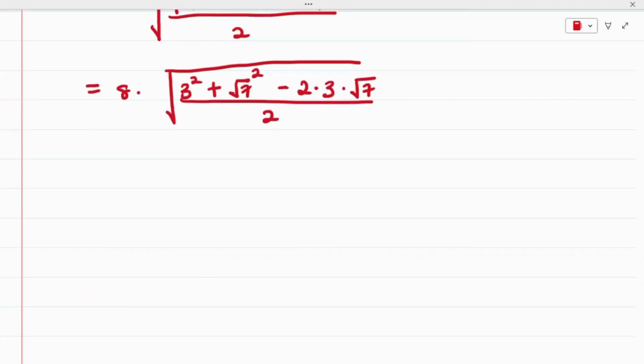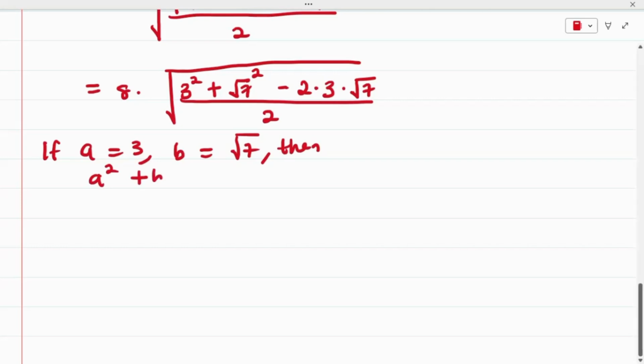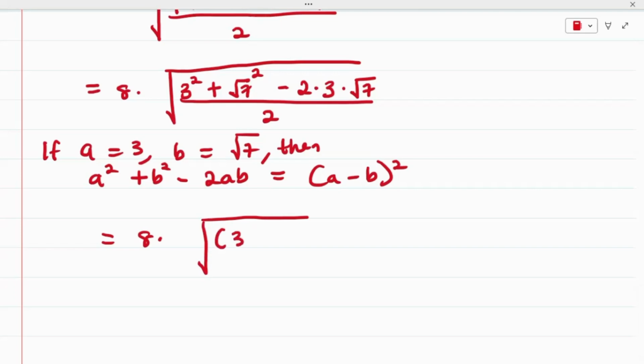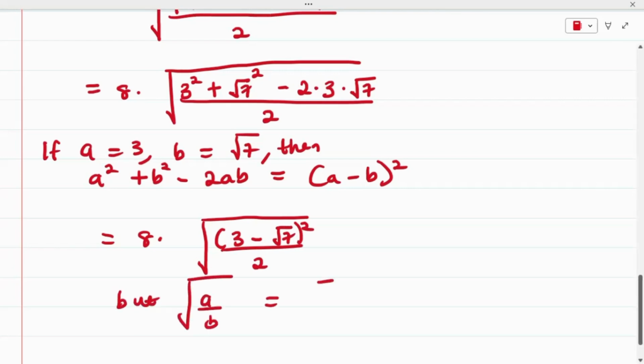So from here we can easily say if a is equal to 3 and b is equal to the square root of 7, then we know that a square plus b square minus 2ab is equal to a minus b all square. So this is equal to 8 multiplied by the square root of 3 minus the root of 7 all square, divided by 2. But we know that the square root of a divided by b is equal to the square root of a divided by the square root of b, right?